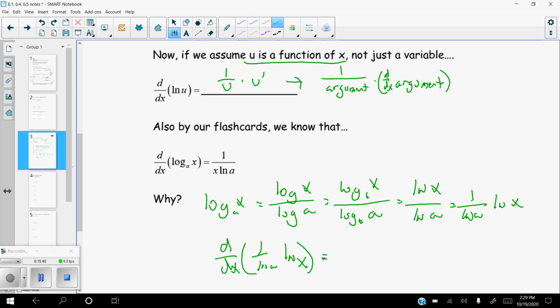I can pull the constant out, or basically just treat it like a coefficient, times the derivative of natural log of x, which we just figured out above was 1 over x. So what we get is 1 over the ln of a times 1 over x. Multiplying those two denominators together, you get 1 over x ln of a.